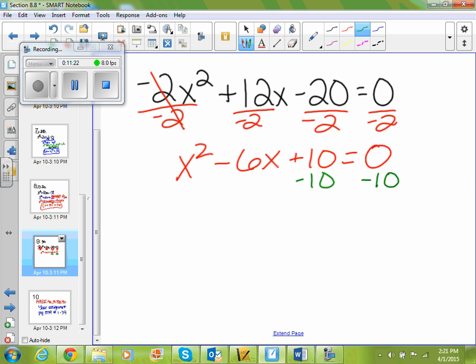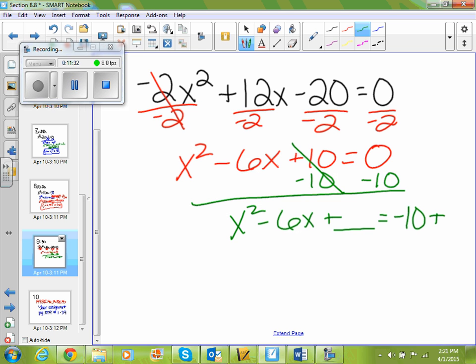So x squared minus 6x. I'm going to go ahead and put my blank in there now, equals negative 10 plus my blank. Okay. Would it be 9? (Negative 6 over 2) squared. Negative 6 divided by 2 is negative 3 squared, which, yes, is 9, Kalani. So that becomes 9 and 9.